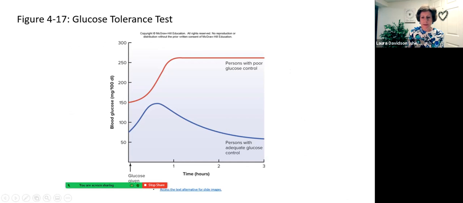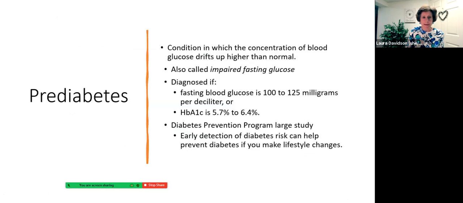Diagnosis includes the glucose tolerance test, and you see the differences here. And I also want to mention prediabetes. Prediabetes is exactly what it indicates in the name. It is before diabetes. It's also called impaired fasting glucose, and this is a warning sign of diabetes. What we want is to diagnose people with prediabetes and then help those individuals make lifestyle changes so that they don't advance to diabetes.